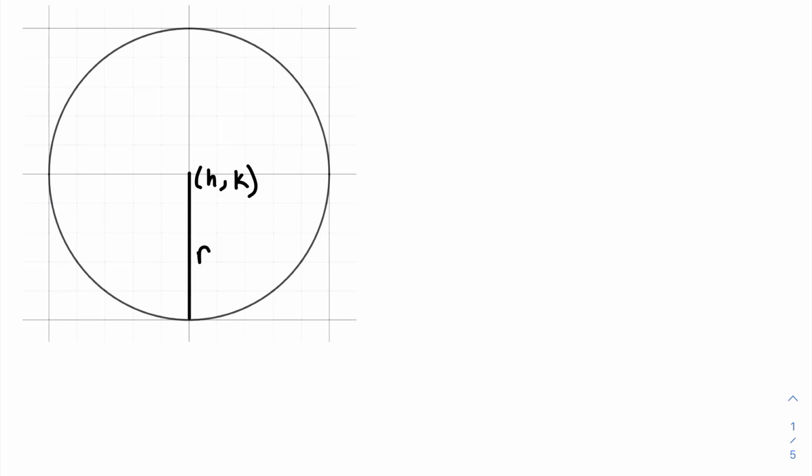In this video, we're going to learn about the equation of a circle. So let's look at this circle over here. It is centered at point (h, k). Let's write that down. (h, k) is its center. And it has radius r.